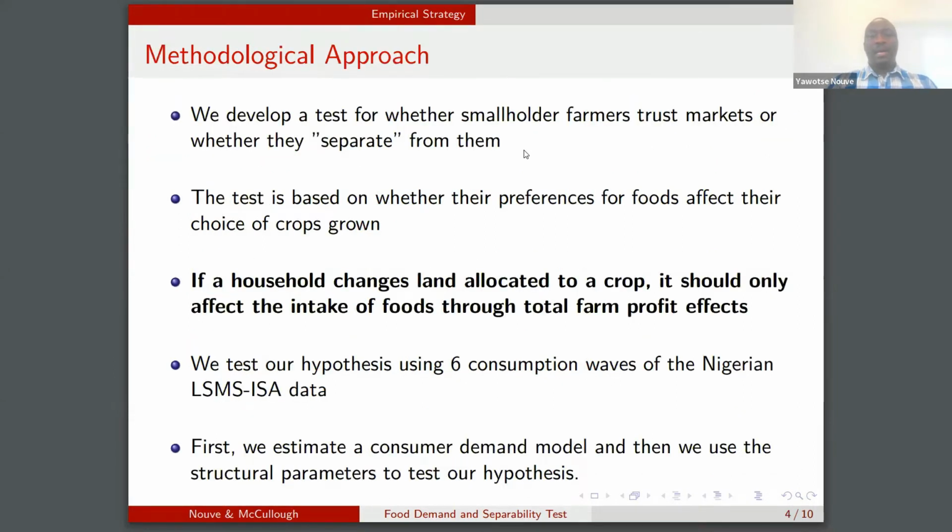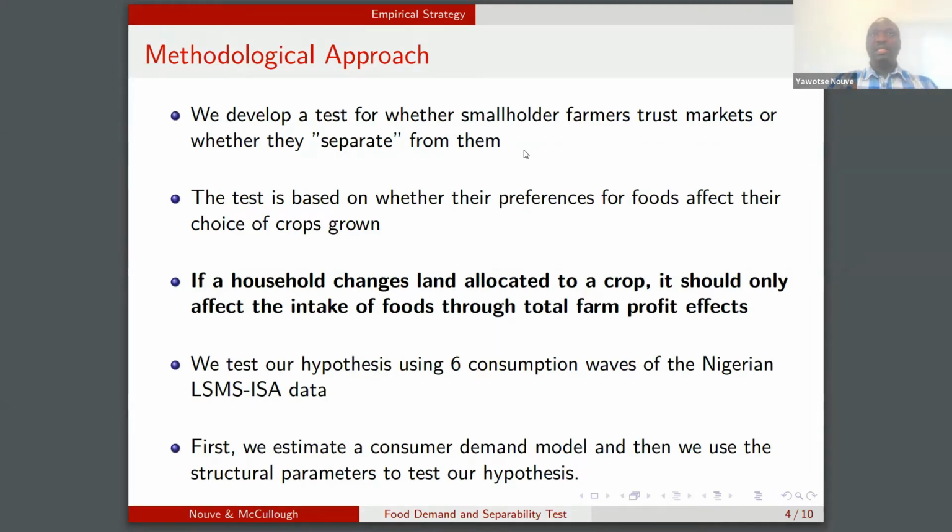So we developed an empirical test to understand whether smallholder farmers choose agricultural markets or not. Another way to put it is a test for whether policymakers can trust or rely on agricultural market to improve nutrition. The intuition behind the test is that, for instance, if a household changes the land allocated to a specific crop, that change should affect the food intake for that specific crop only through the total farm profit effect, not through any other effect.